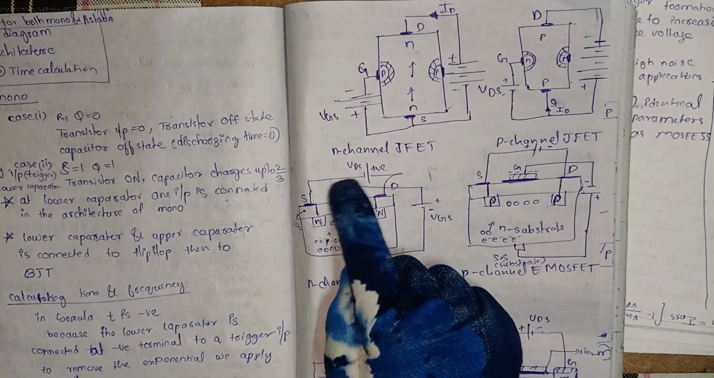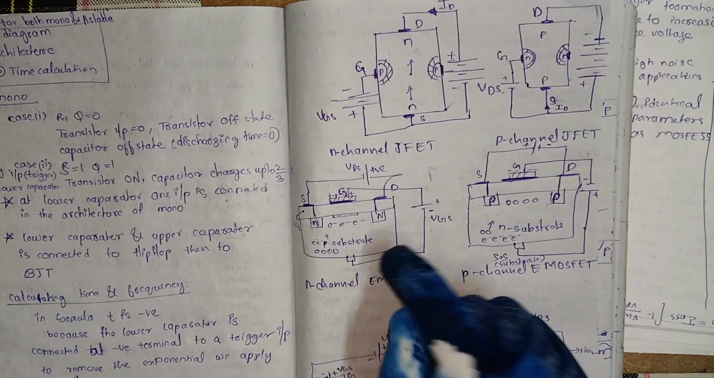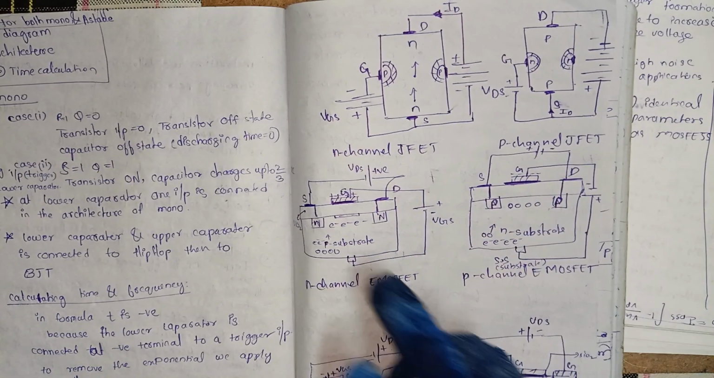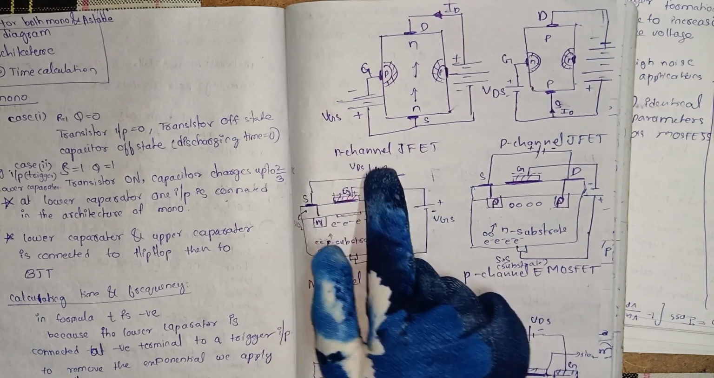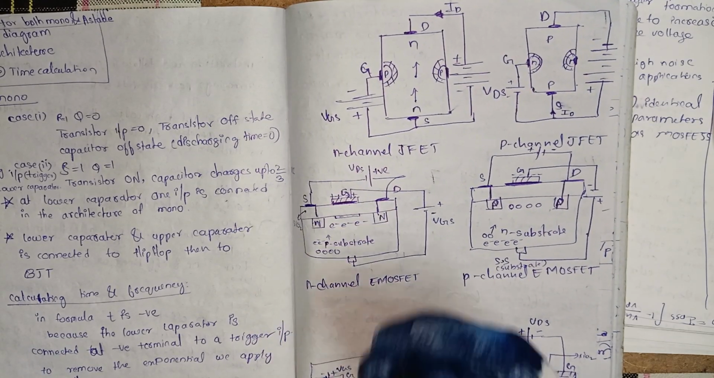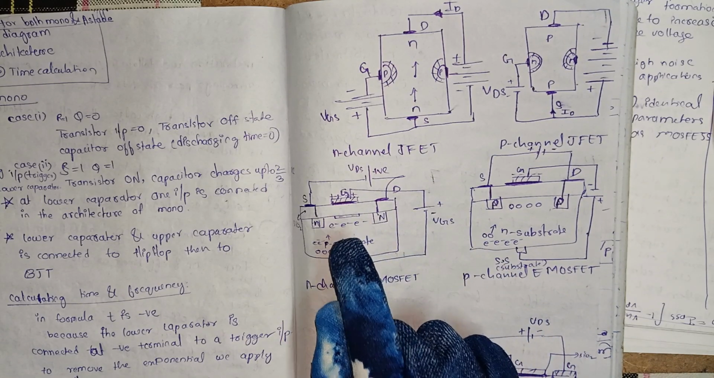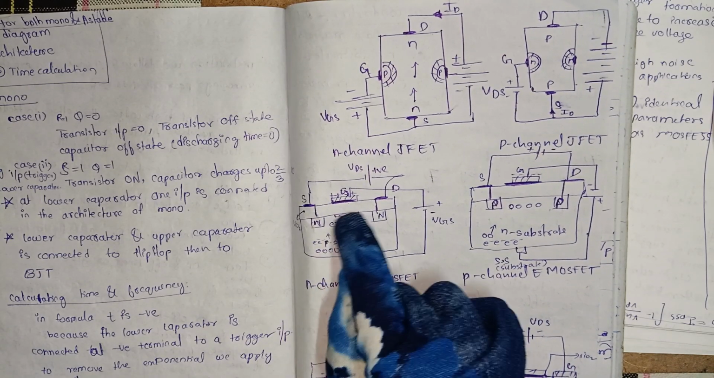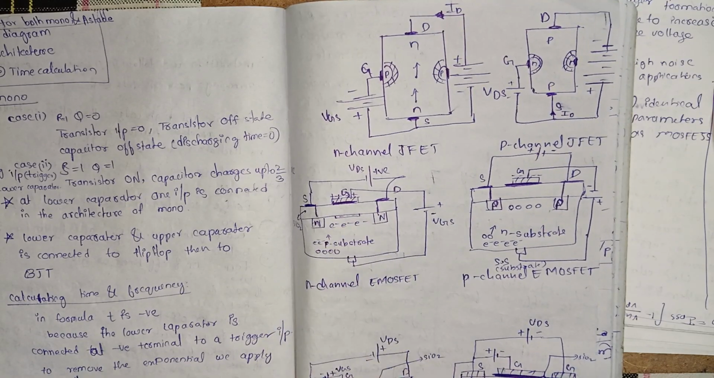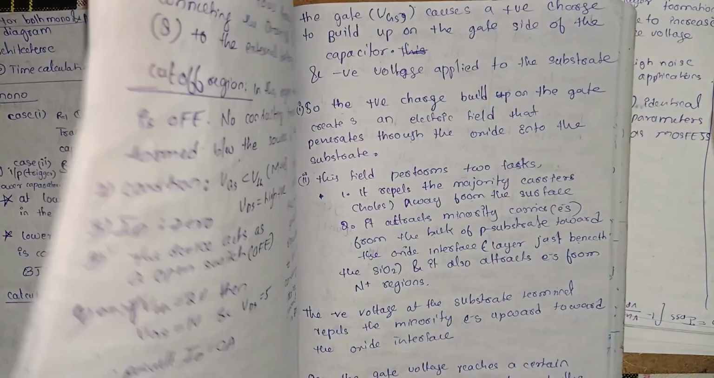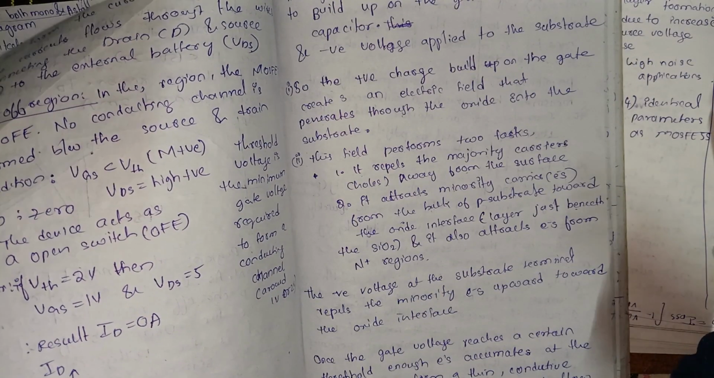So across the gate to substrate terminals there is no current flow because of silicon dioxide, and there is only current flow between source and drain, okay, because now the channel is created due to a sufficient accumulation of electrons at this area, just beneath the silicon dioxide, okay. Then we will see the working of D MOSFET.